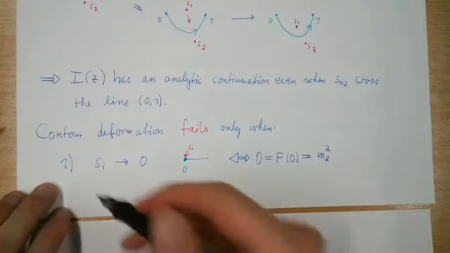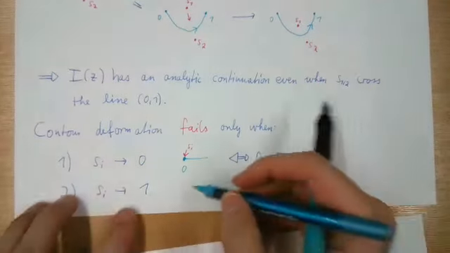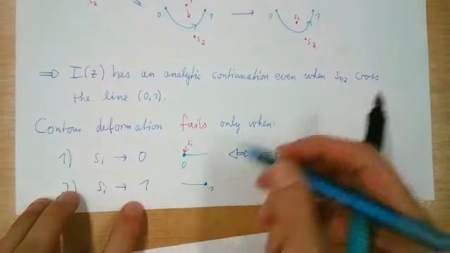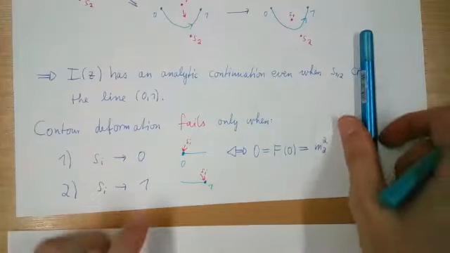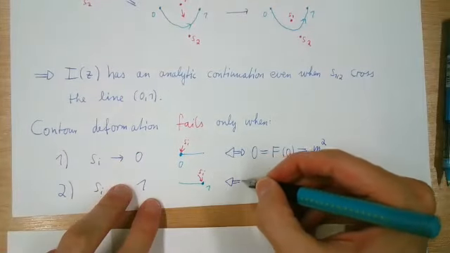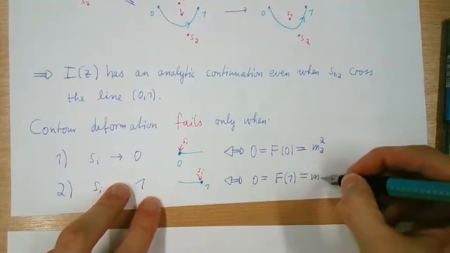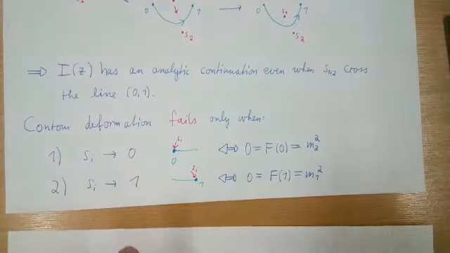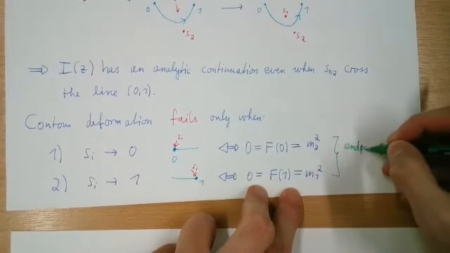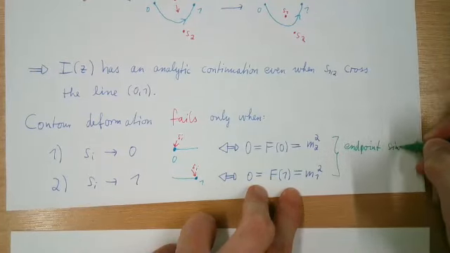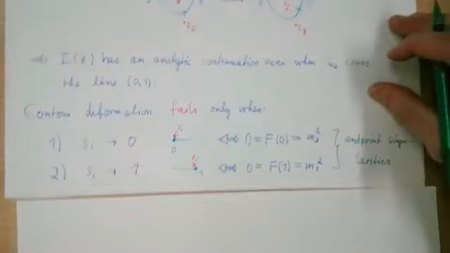Now there's an equivalent picture. What happens when one of the points goes to 1? Well, this is the mirrored situation. So now it's just the other endpoint. And if one of the singularities goes there, again, you're stuck. You cannot deform the contour. Now, this is when f of 1 vanishes, which is m1 squared. And these two scenarios, they're both called endpoint singularities, for the obvious reason that I explained.